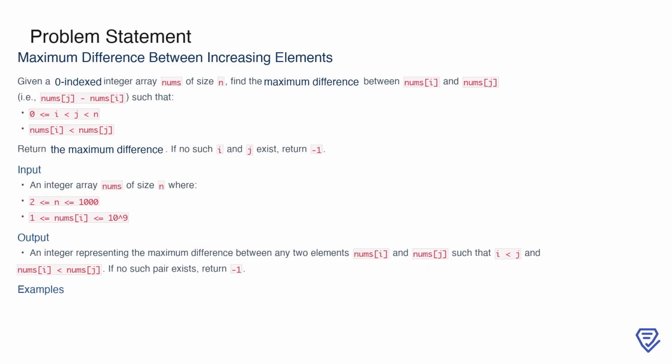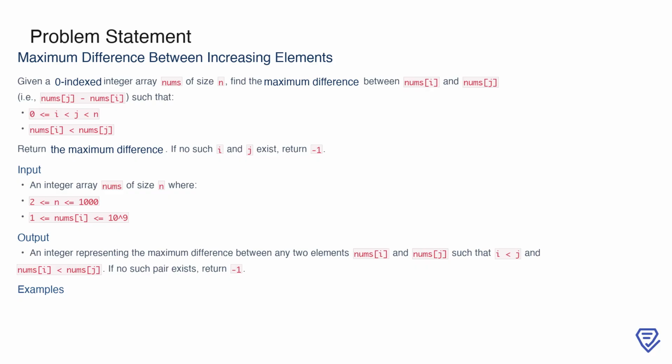the smaller element comes before the larger one. Specifically, given a zero-indexed integer array nums of size n, we need to identify two indices i and j such that 0 <= i < j < n and the value at nums[i] is less than the value at nums[j]. The goal is to calculate the maximum difference as nums[j] - nums[i].